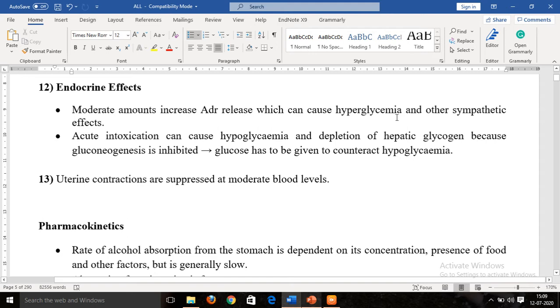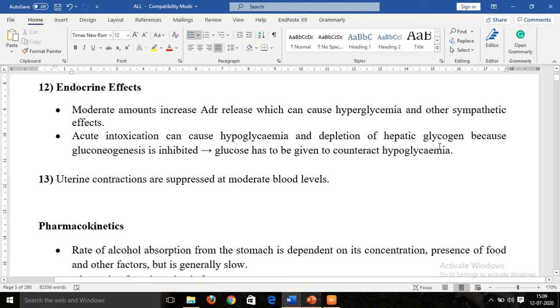hyperglycemia, that is, an increase in blood glucose level, will be seen. However, in case of acute intoxication, that is, if this person starts consuming more and more alcohol, it can precipitate intoxication. In this particular condition, it will result in hypoglycemia, that is, a decrease in blood glucose level, and also in hepatic glycogen. Glycogen is a stored form of glucose in the liver.